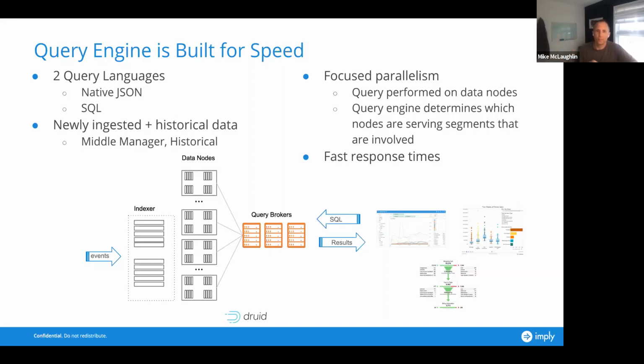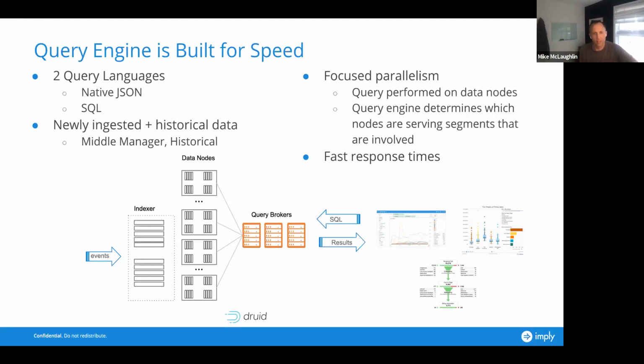Then from there, the queries are sent out in parallel. All the results come back, and the query broker merges those results into a single packet. There's a lot going on in the data nodes, of course, when the query happens, and we could probably spend an entire talk on how that actually works.